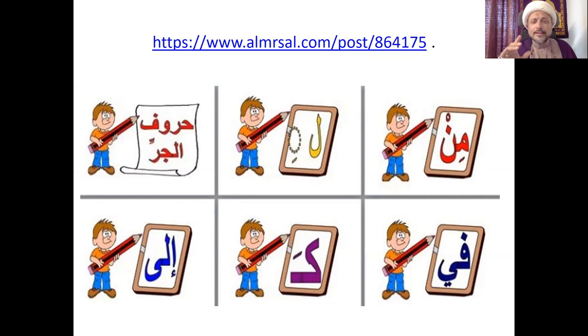So whenever we have min, li, fi, ka, ila: min is from, li is for, fi is in, ka is like, similar to, resemblance, ila is to. You can write these in your notes, though inshallah on the next slide I have kept the translations. This chart I found in a place called Huruful Jar in the Quran. These are some of the commonly used huruf al-jar in the Holy Quran.